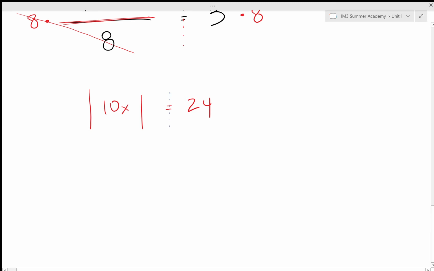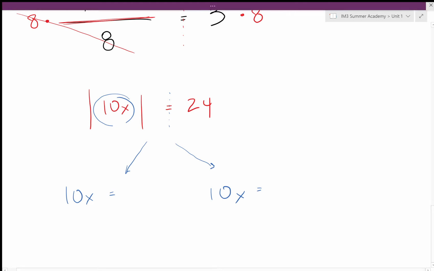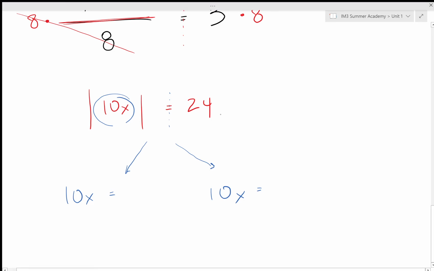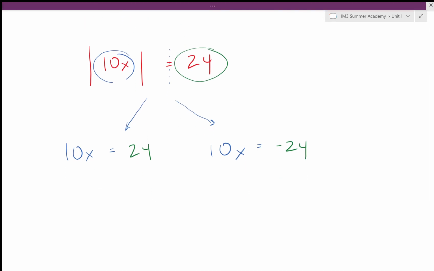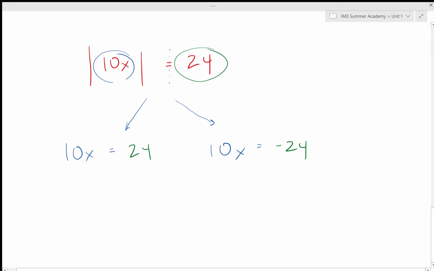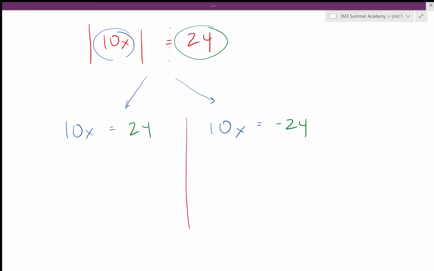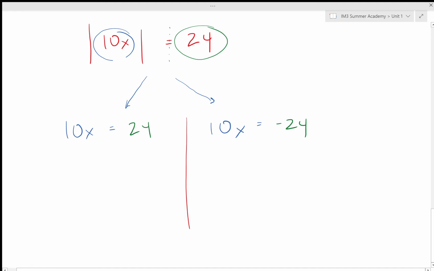I can't get in there yet, and the way we're going to break this apart is by splitting it into two equations. So I write what's inside, the 10x, write it twice, equals, and now I need to write the number, the 24, once as a positive, once as a negative. And now we've created two equations that are going to give us two answers that are both solvable.